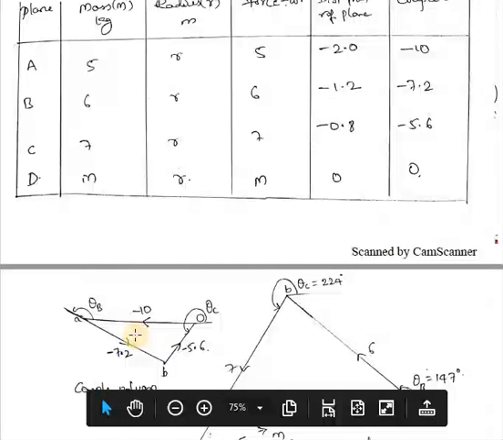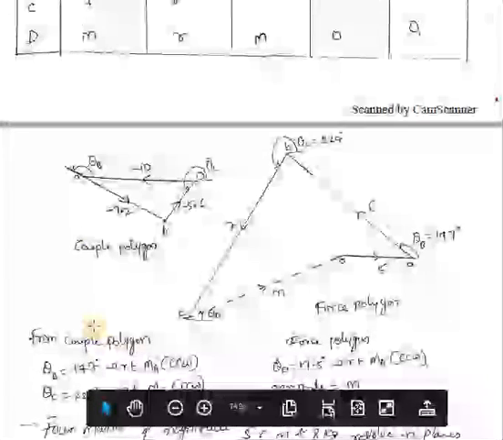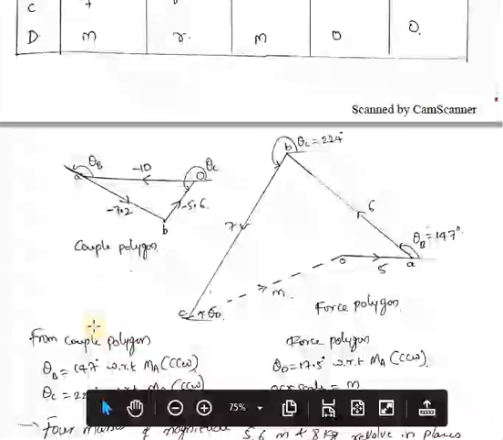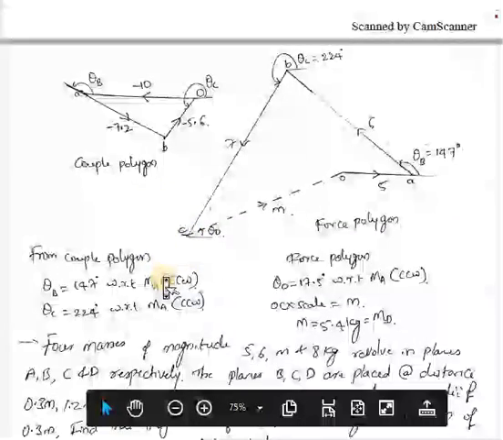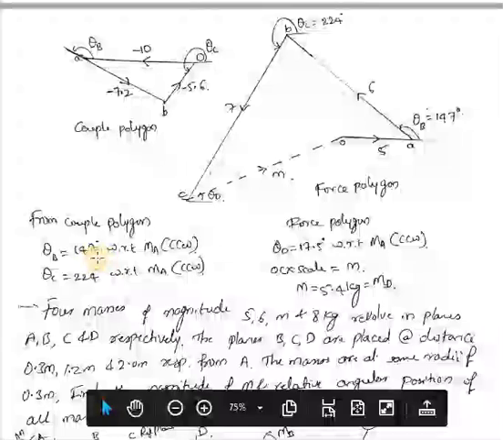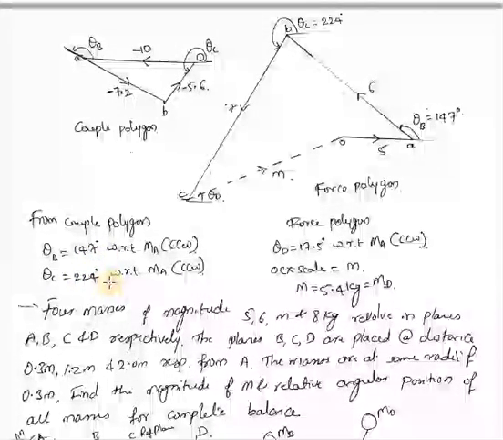And while measuring the angles here, don't measure this angle, because only because of that negative sign we have changed its direction. So you have to measure angles in the counterclockwise direction only. For that reason theta B will be here, this much, not this whole angle. Now once you construct this couple polygon, you will get the values for these angles theta C and theta B. Theta B is 147 degrees and theta C is 224 degrees.